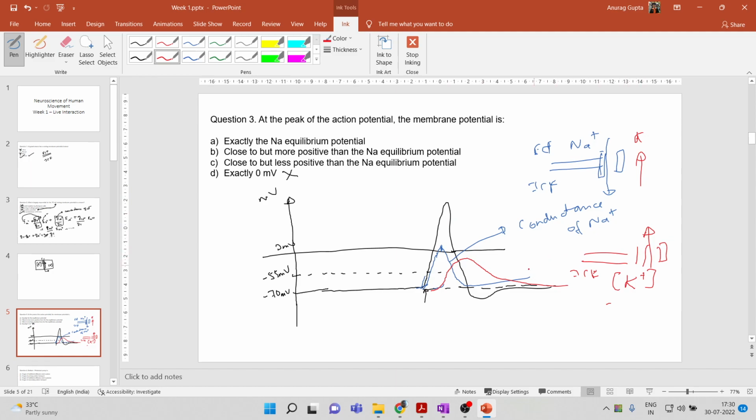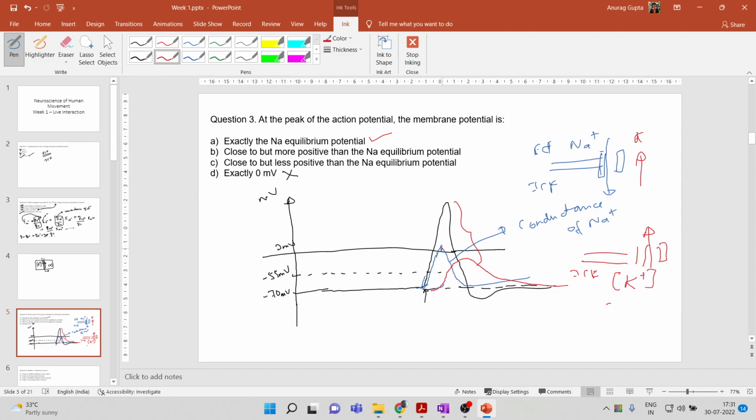So when the conductance of K plus across the membrane starts to increase, there is a rapid outflux of K plus ions, due to which repolarization happens. Okay, so this is just a quick overview. When voltage gated sodium channels open up and the conductance of Na plus is high, as we remember previously from the chord conductance equation, the potential across the membrane will try to go towards the Na plus equilibrium potential. Correct? That is the goal.